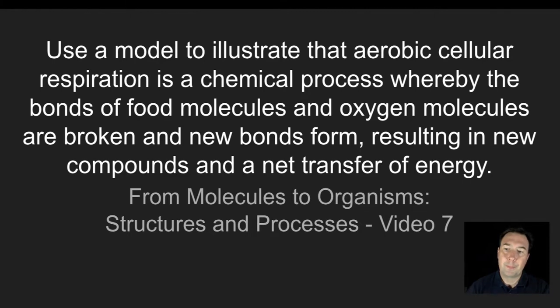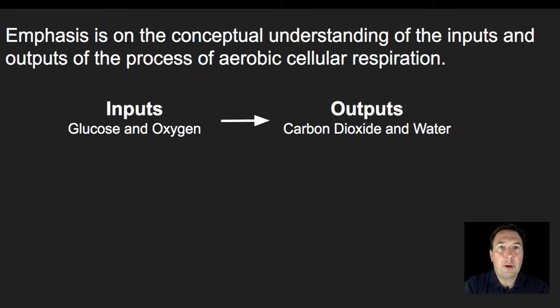So here we go. The key learning objective that we're looking at here is we want to make an emphasis on the conceptual understanding of the inputs and outputs of cellular respiration. And what are they? So when we talk about inputs, we are going to put in a carbon chain molecule, something like glucose, and we're going to put in oxygen, and that's going to produce carbon dioxide and water. And specifically, we are calling this aerobic cellular respiration, which means that it has to have oxygen in it. That word aerobic links right to this word oxygen.